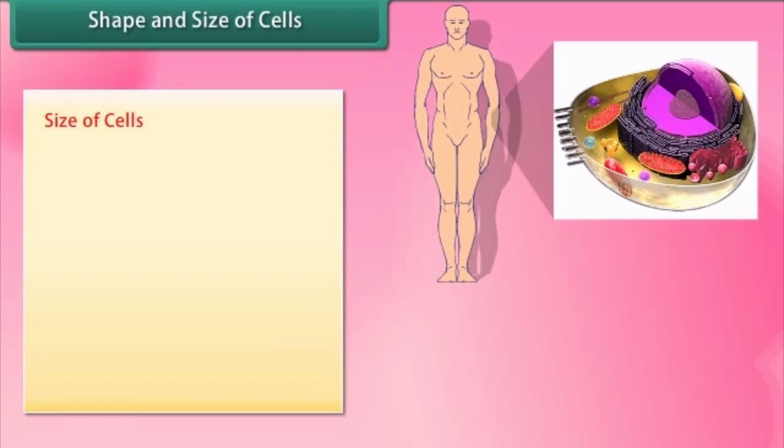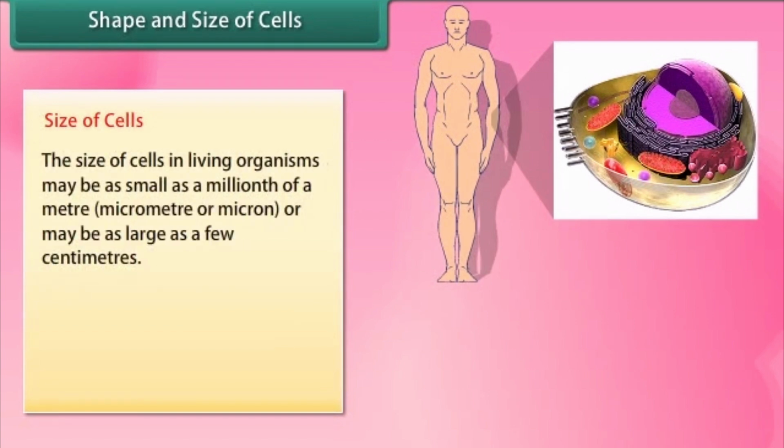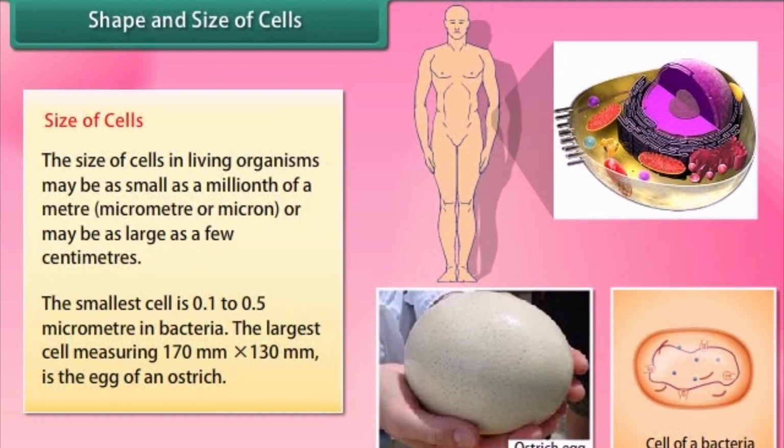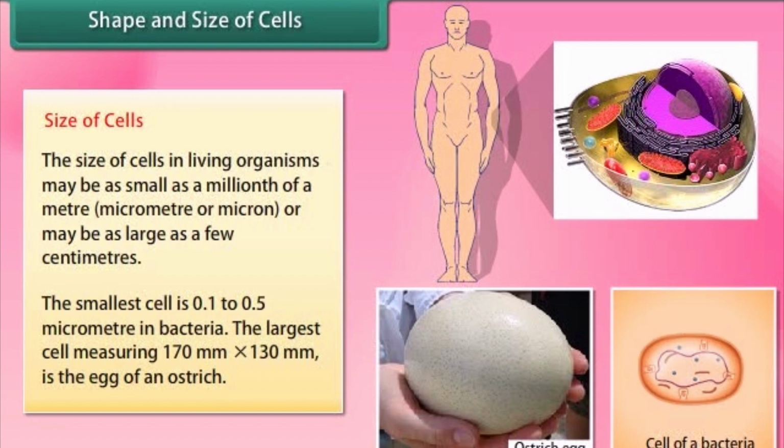Size of cells. The size of cells in living organisms may be as small as a millionth of a meter, micrometer, or micron, or may be as large as a few centimeters. The smallest cell is 0.1 to 0.5 micrometer in bacteria. The largest cell measuring 170 mm into 130 mm is the egg of an ostrich.